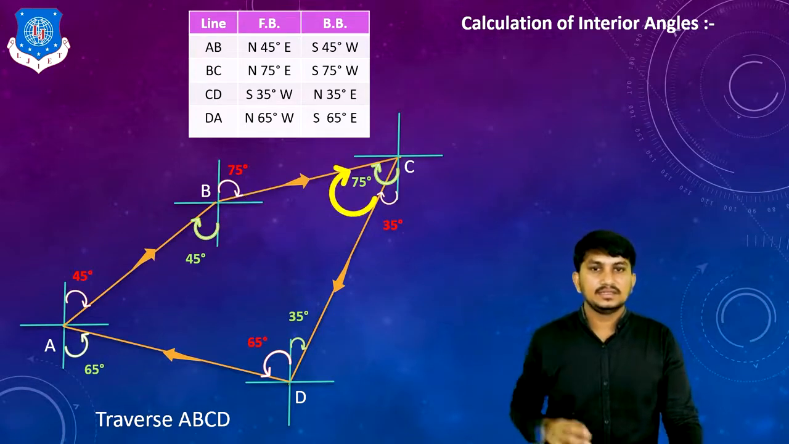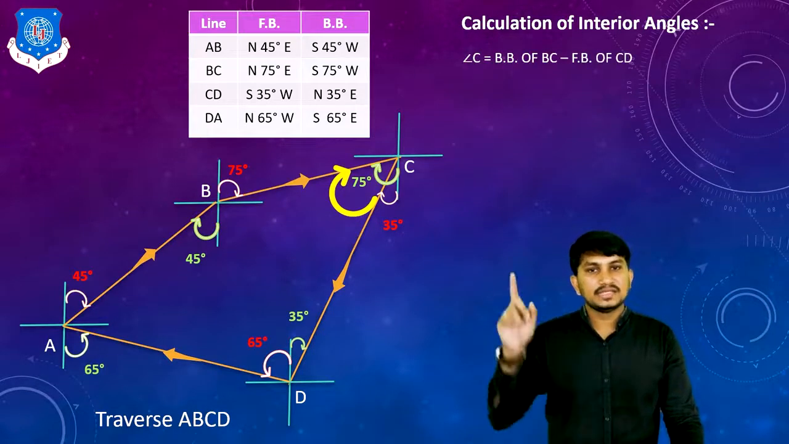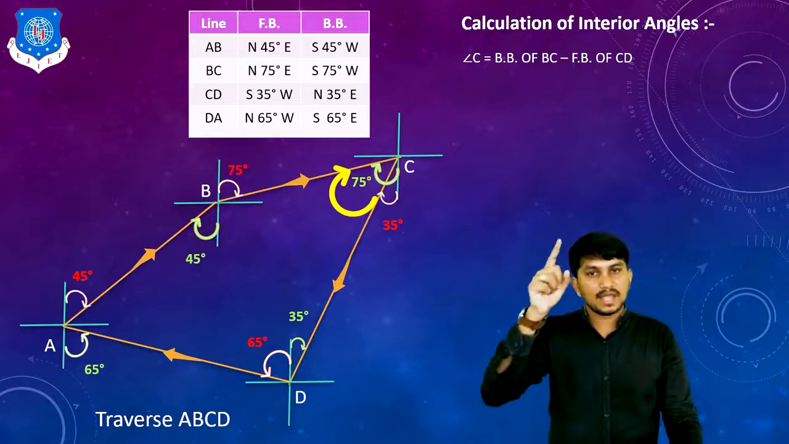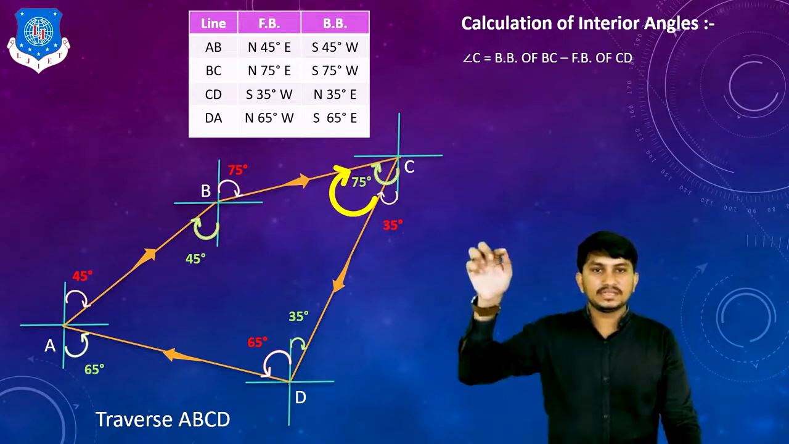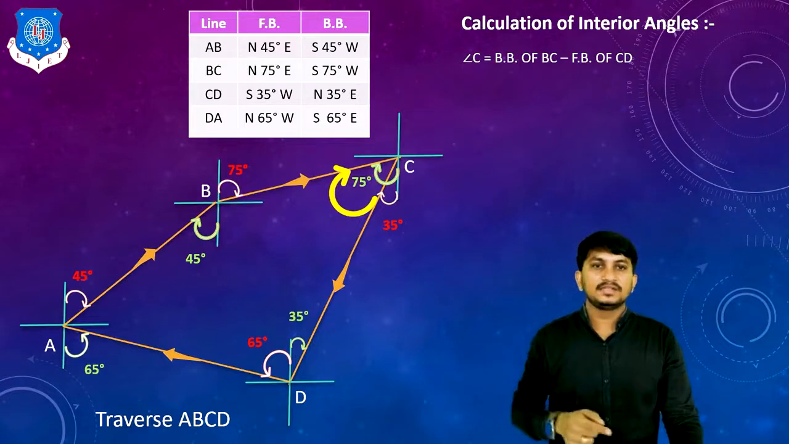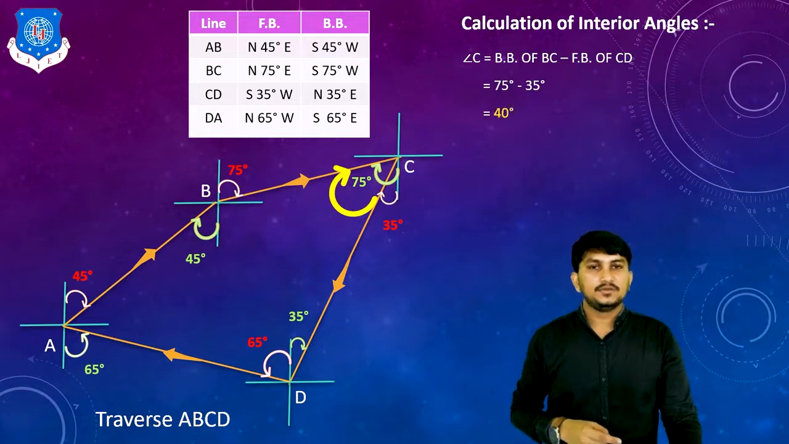Angle C, like this, we can find by 75 minus 35. 75 is the back bearing of BC. 35 is the fore bearing of CD. So back bearing of BC minus fore bearing of CD, 75 minus 35, which is 40 degree.